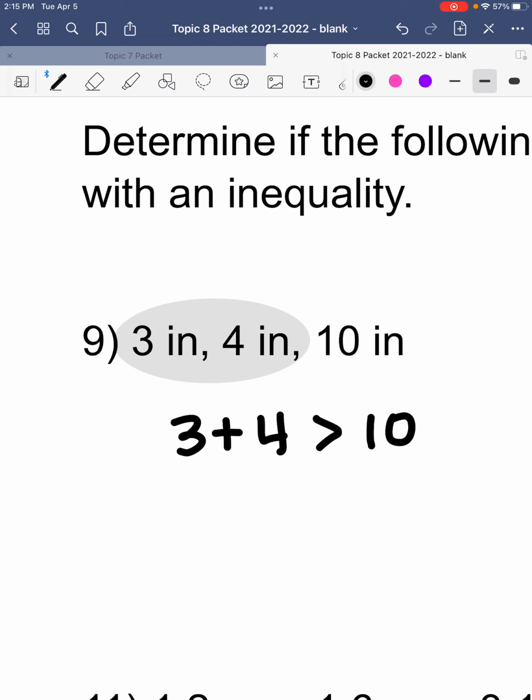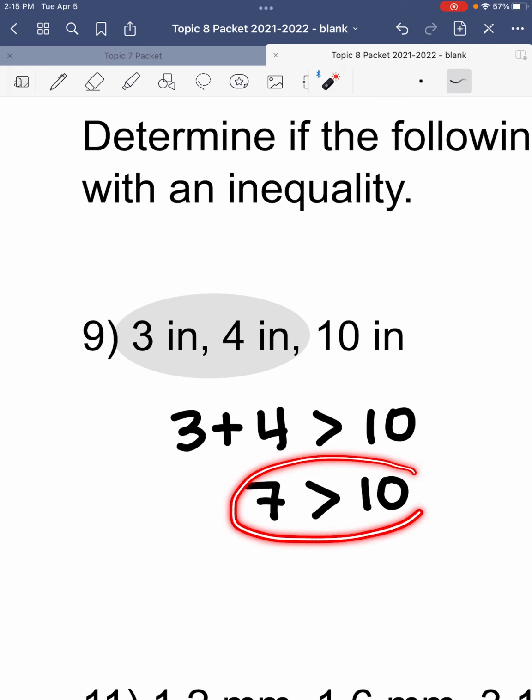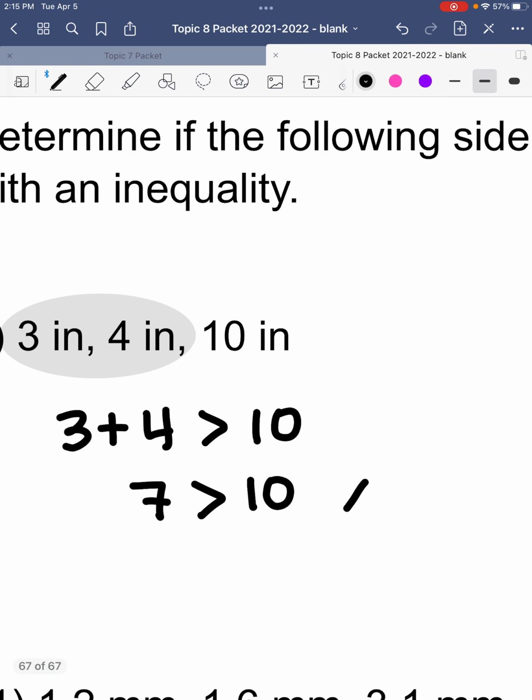So now I'm just going to simplify this. Well, what is 3 plus 4? It's 7. So 7 is greater than 10. Let me read that again. 7 is greater than 10. Is that true? No, that is not true. So because this right here is not true, can these side lengths form a triangle? No.